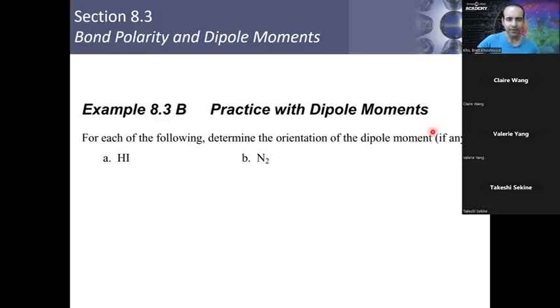Let's try drawing a few dipole moments. Okay, so for each of these following elements, let's determine the orientation of the dipole moment. So I'll give you guys about 3 minutes on this one. It is pretty easy. If you need me to rewind back to previous slides, just let me know. But I am hoping to see about 4 to 5 responses at least for this chat box.